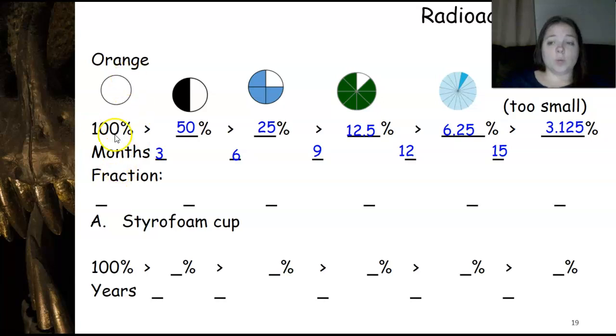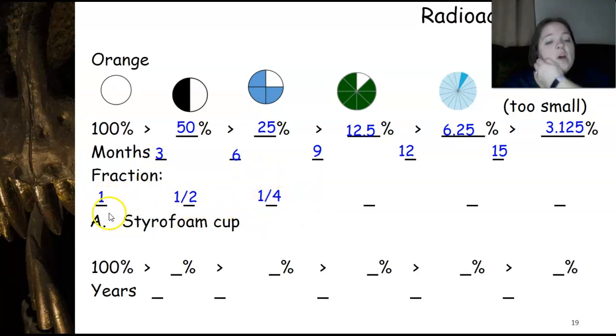Fraction-wise, 100% is 1 over 1. Well, what's the fraction of 50%? 1/2. What about 25%? Think of a quarter. There are 4 quarters to $1. So 1/4. But look at this.